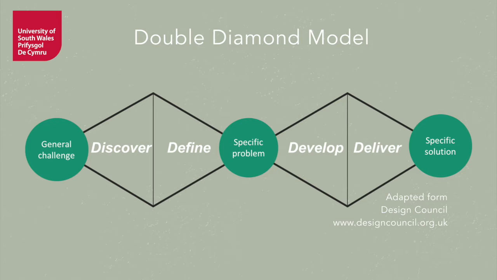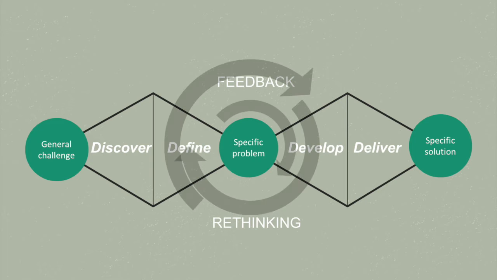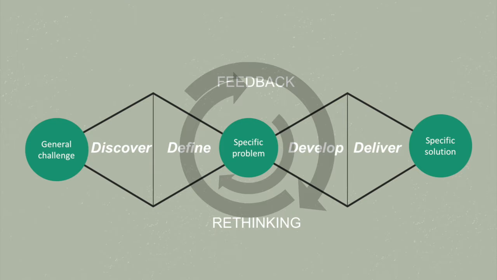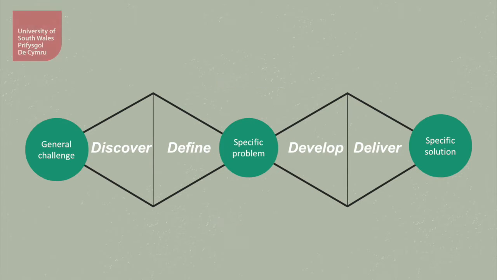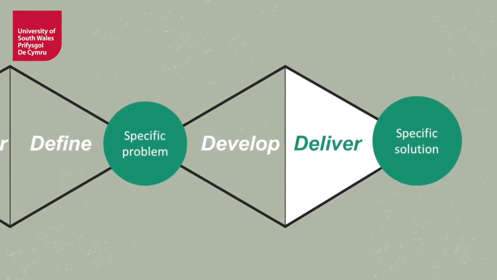Although it's often visualised as a process, as in this example from the UK Design Council, in practice it's a more dynamic, iterative way of constantly rethinking your assumptions through research and testing. Having said that, visualizations will help you create a mental model of where you are and how you're progressing. Here we see the discover, define, develop and delivery phases and how they channel us from the general challenge to a specific solution.